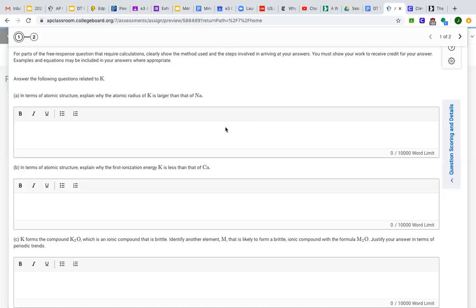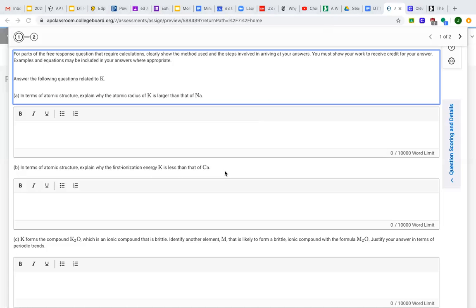All right, so is this thing recording? Good. Okay, so answer the following questions related to potassium. In terms of atomic structure, explain why the atomic radius of potassium is larger than that of sodium. Then, in terms of atomic structure, explain why the first ionization energy of potassium is less than that of calcium. And then potassium forms the compound K2O, which is an ionic compound that is brittle. Identify another element M that is likely to form a brittle ionic compound with the formula M2O. Justify your answers in terms of periodic trends.